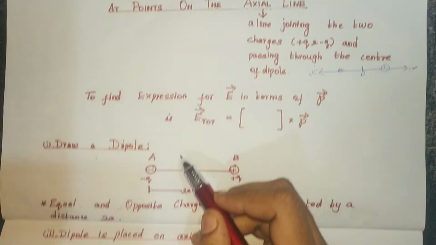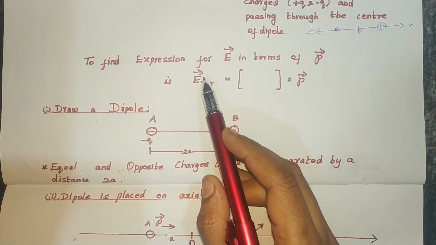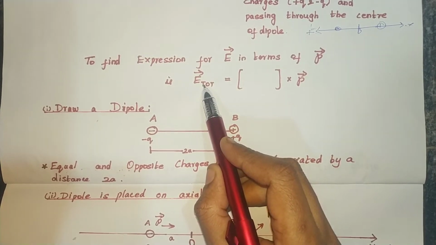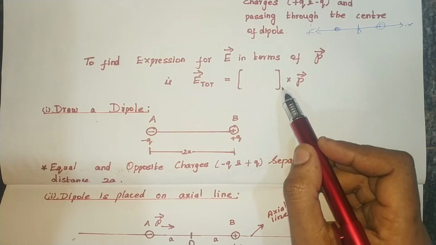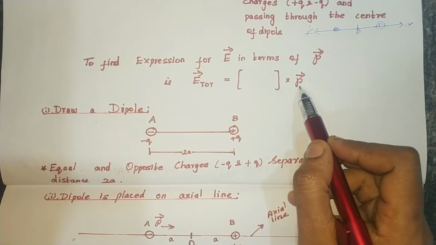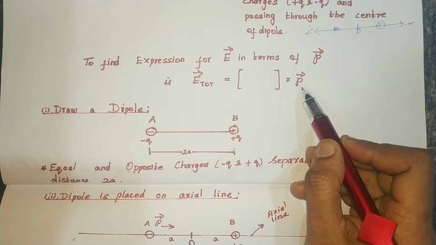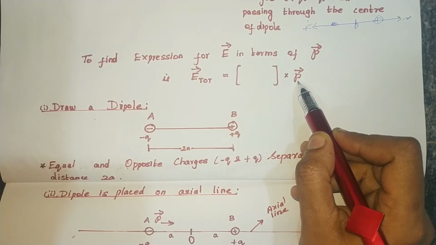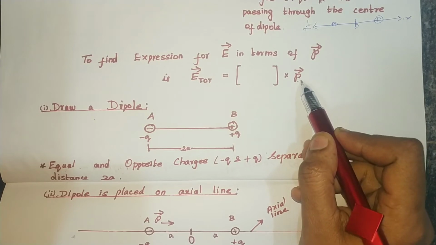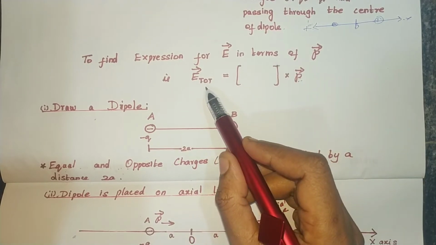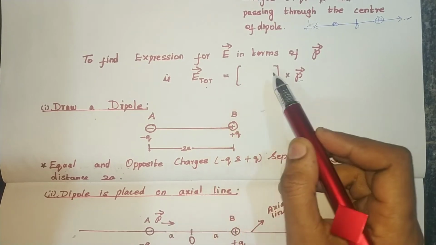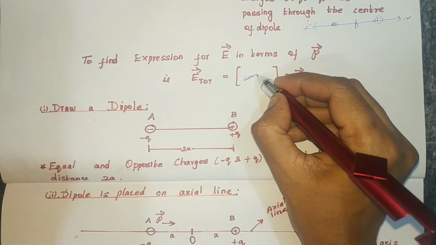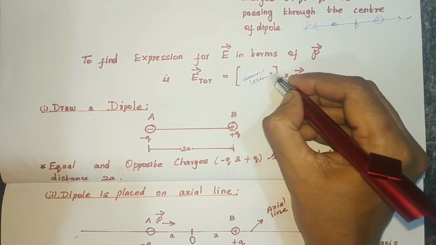இப்போ இந்த டாபிக்ல நம்ம என்ன எக்ஸ்பிரஷன் கண்டுபிடிக்க போறோம்னா we have to find E total vector that comes in terms of P vector. ஏன்னா P vector is the electric dipole moment vector. Electric dipole நுடைய ஒரு characteristic property என்னது? Electric dipole moment. So நம்ம கண்டுபிடிக்கிற expression E total vector will be in terms of P vector. That is some terms into P vector.